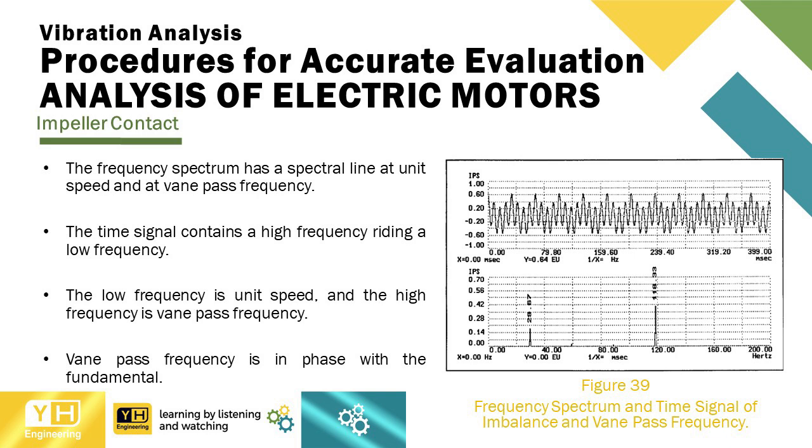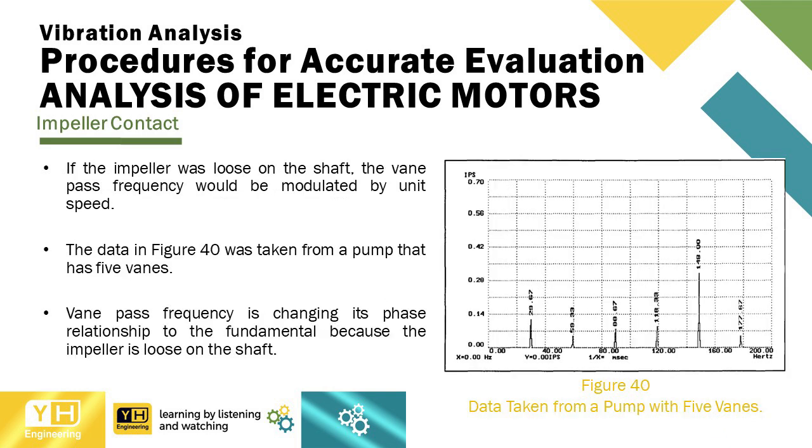Vane pass frequency is in phase with the fundamental. If the impeller was loose on the shaft, the vane pass frequency would be modulated by unit speed. The data in Figure 40 was taken from a pump that has 5 vanes.